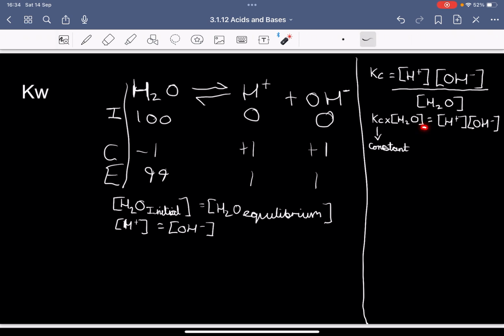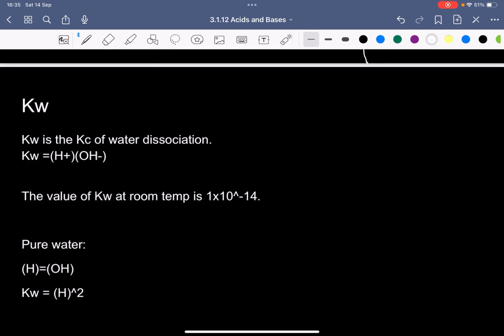Now the concentration of water, we said barely changes because the equilibrium lies mostly to the left. So because it barely changes, you can basically call it a constant as well. So essentially, you have two constants multiplied together. So that just forms another constant. And what we do is we call this constant Kw. And this is how the formula for Kw is derived. Okay, so Kw is the Kc of water dissociation. Kw equals H+ concentration times OH- concentration. Just like we said before.